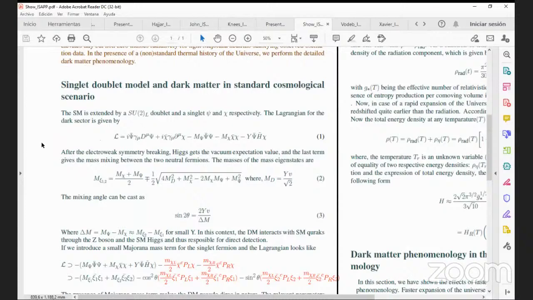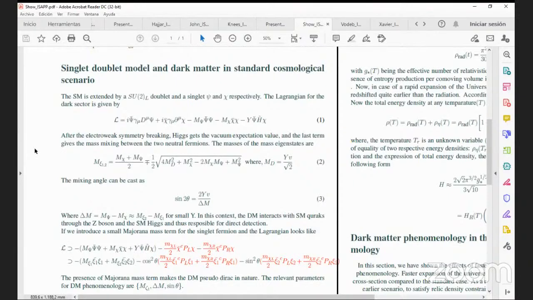So after the diagonalization, you will get these Xi1 and Xi2 fields, which are the mass eigenstates, and the mass eigenvalues are given in equation 2. In this framework, one can write the mixing angle in terms of the Yukawa coupling and the mass difference, which is given by delta m. In this picture, the dark matter talks with the standard model quarks via the Z boson and also the standard model Higgs boson. So these are the mediation channels which will be responsible for the direct detection.